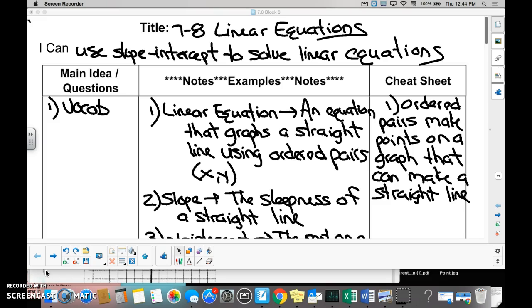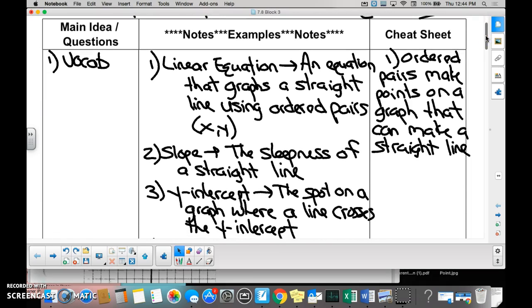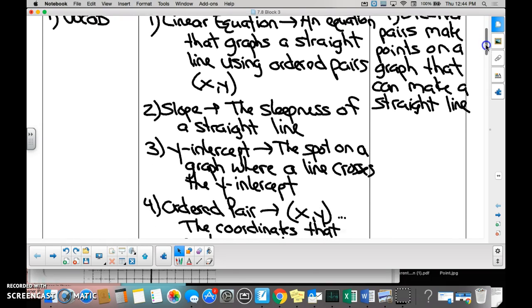Class, what's another name for slope-intercept? Y-intercept. Linear equations. What kind of lines do linear equations make, class? Straight lines. Say again? Straight lines. Okay, we're hoping that gets a little bit better as we go now.